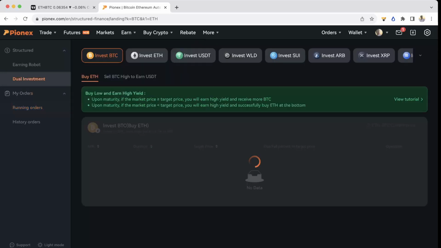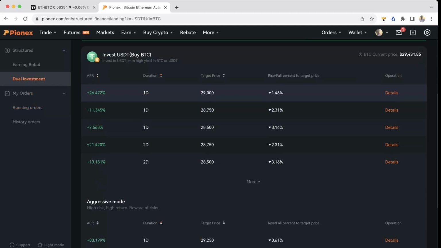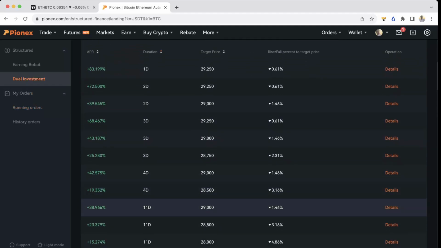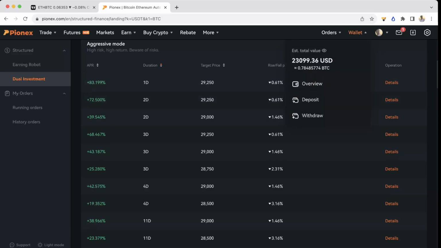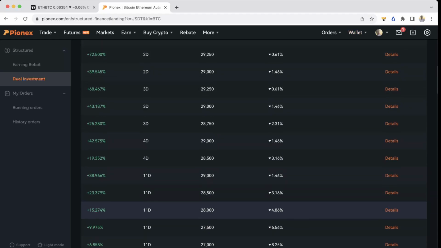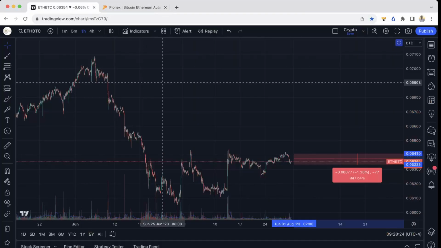Now, probably the most common way you guys will be using this is just Bitcoin USDT, which is fine, but I can show you what I've been doing here. I have made a fair amount of money with the anchor strategy, as you can see right here, just continually investing around the 29,000 and below range. That's really been my anchor.